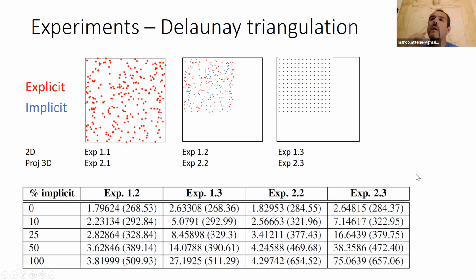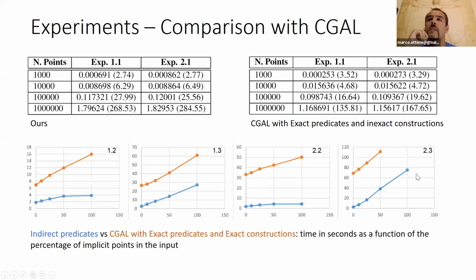And finally, I have compared these results with Shewchuk's on the same hardware. As you can see, indirect predicates are slightly slower when Shewchuk's is used with exact predicates only, so no exact constructions, inexact constructions. And the overhead is, well, not really high. But it becomes much faster than the state of the art when exact constructions are necessary, so in the cases where we have implicit points. Here you can see that the indirect predicates significantly outperform the state of the art.